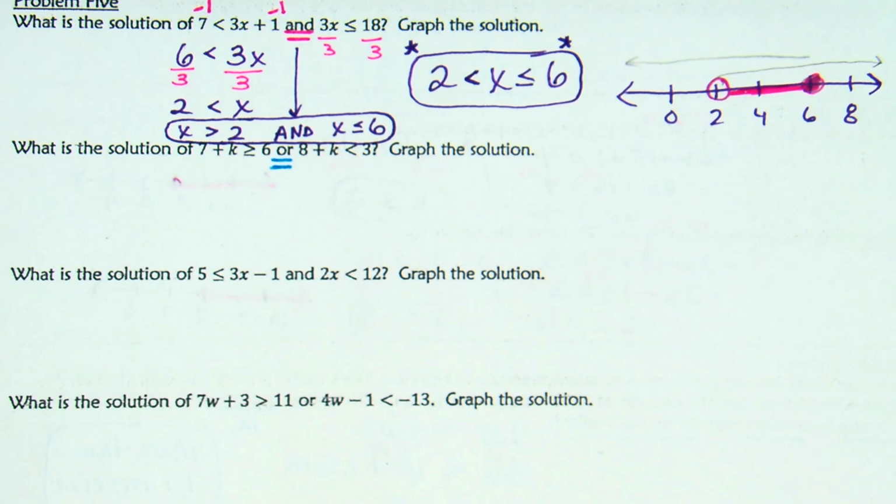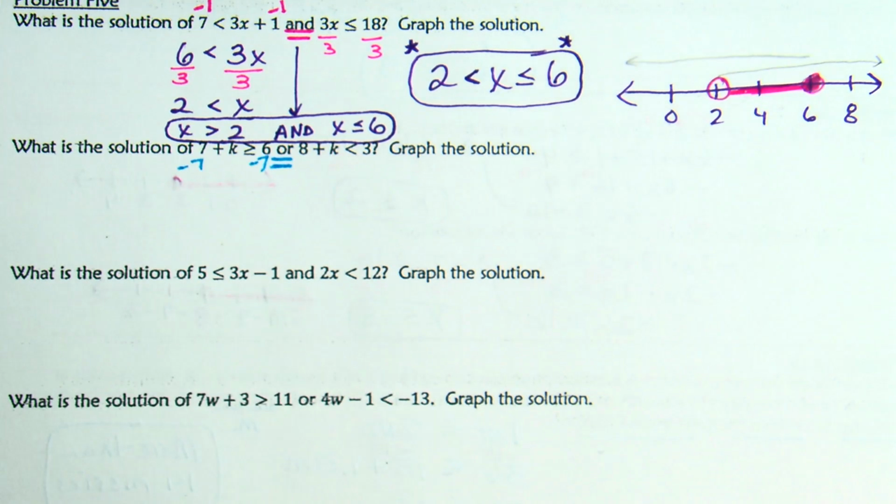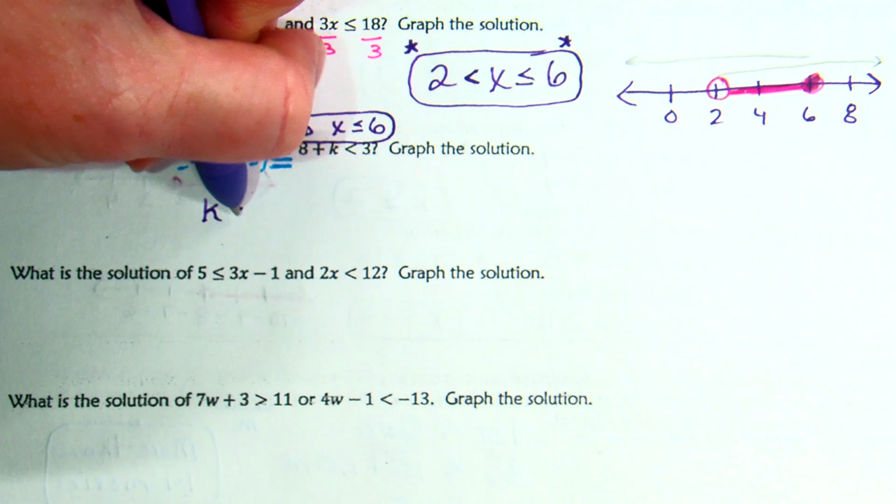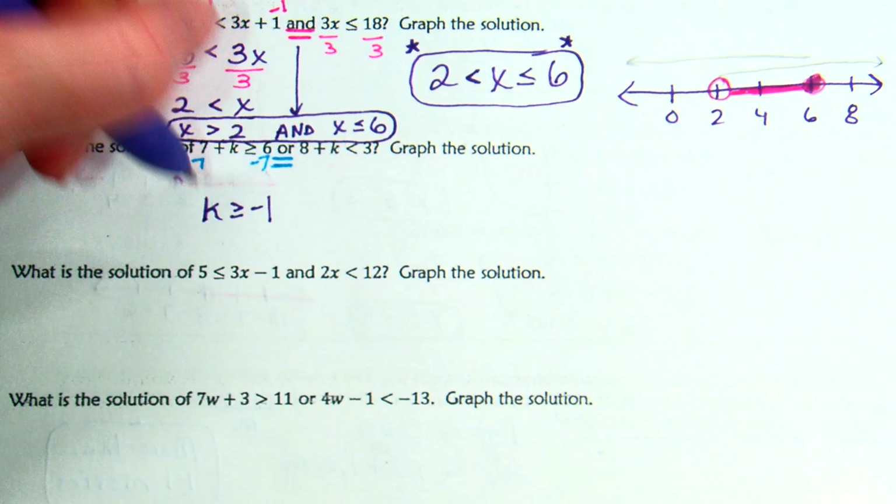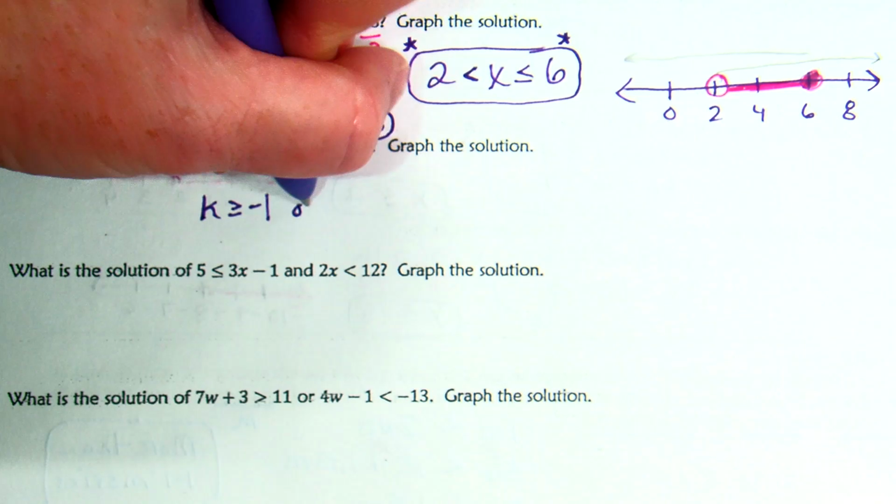Okay, solve the other one. If it's 8 plus k less than 3, we're still going to subtract 8 from both sides. K is less than negative 5. Okay, guys, that right there is your answer.